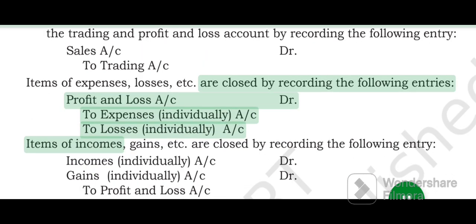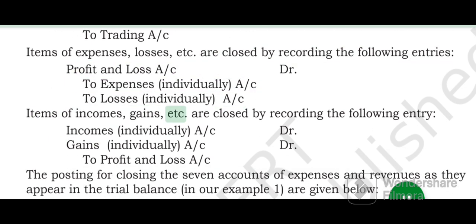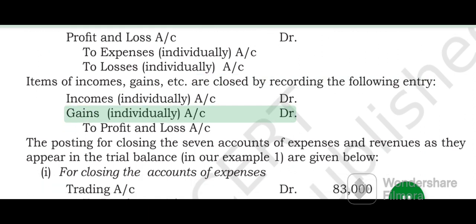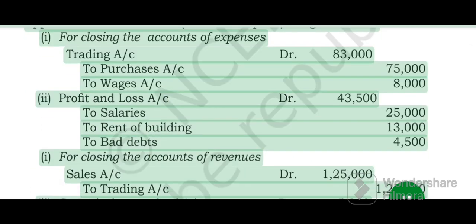Items of expenses, losses, etc. are closed by recording the following entries: Profit and Loss A/c Dr. To Expenses, individually, A/c. To Losses, individually, A/c. Items of incomes, gains, etc. are closed by recording the following entry: Incomes, individually, A/c Dr. Gains, individually, A/c Dr. To Profit and Loss A/c.